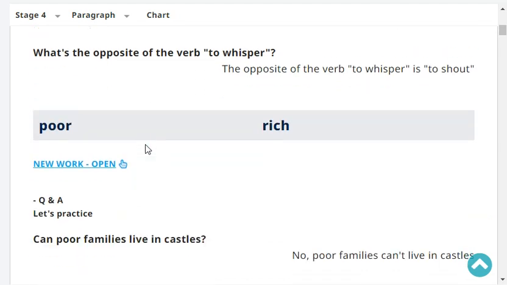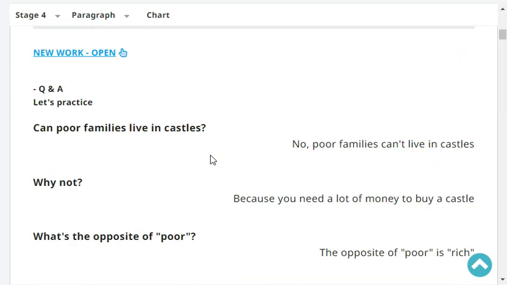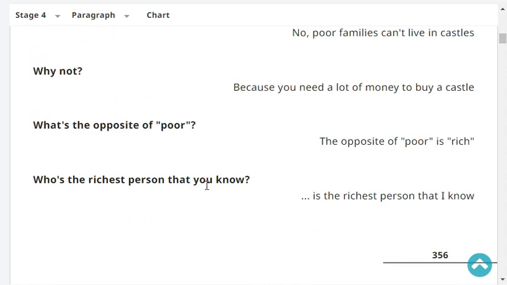Very good. Can poor families live in castles? No. Poor families can't live in castles. Why not? Because you need a lot of money to buy a castle. What's the opposite of poor? The opposite of poor is rich.